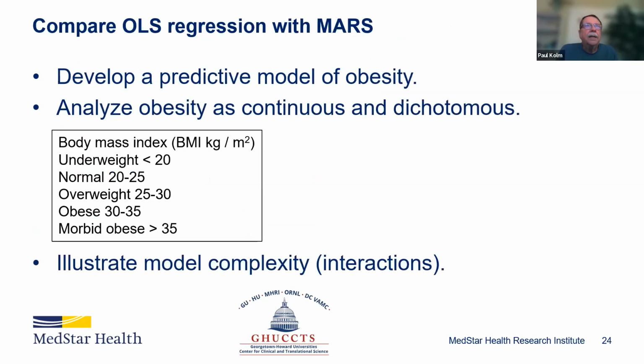So an example here, I want to develop a predictive model of obesity. And I'm going to do it two different ways. I'm going to analyze obesity as continuous and then dichotomous. When I do it as a dichotomous variable, we'll dichotomize it at a BMI of 30, the sort of cutoff for being obese, less than 30 or over 30. I also want to illustrate the model complexity that may or may not include interactions.